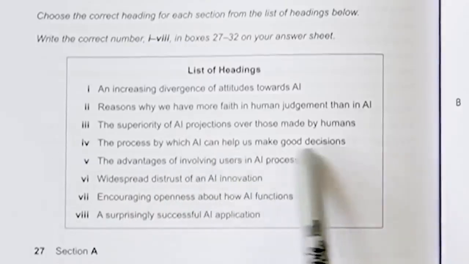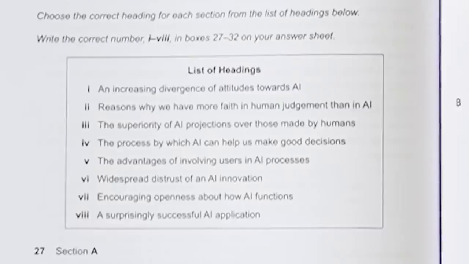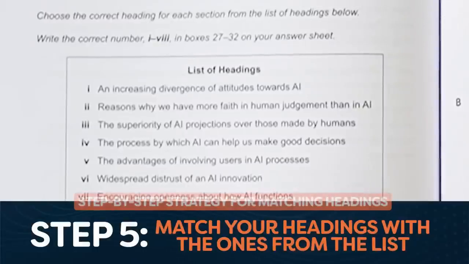The process by which AI can help us make good decisions. That's pretty obvious what that means. The advantages of involving users in AI processes. Again, very obvious what that means. Widespread distrust of an AI innovation to many people not trusting it, encouraging openness about how AI functions, a surprisingly successful AI application.